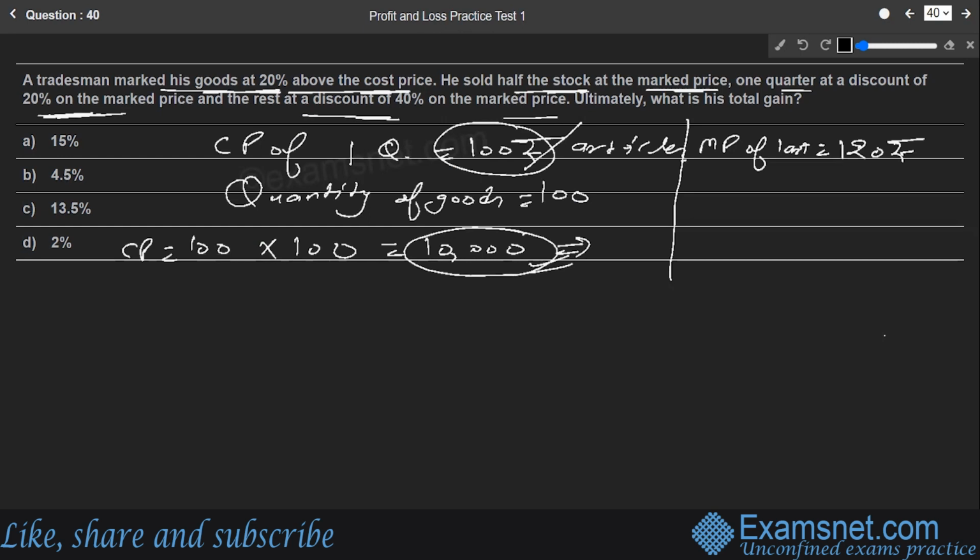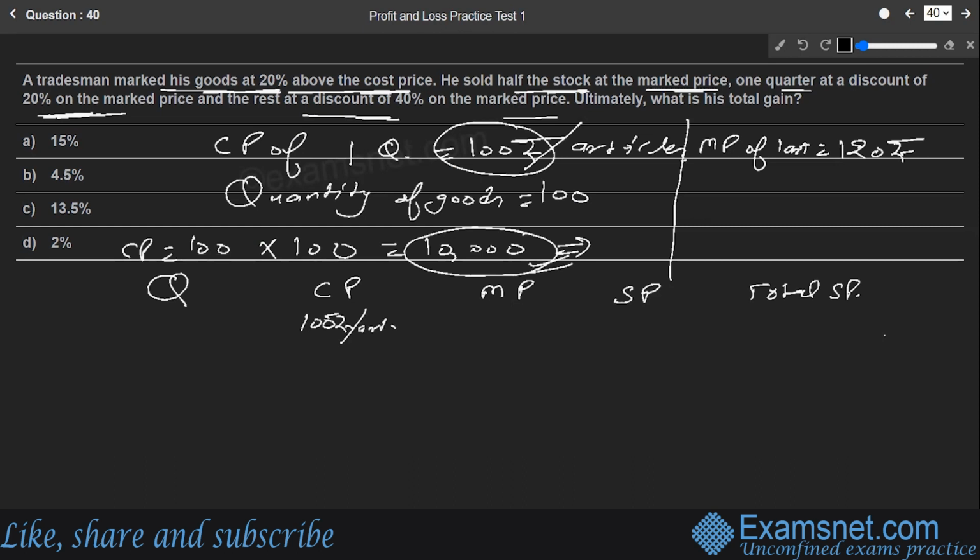Okay, so let us begin with the deal now. Let us make a table out of it. There is a quantity, there is a cost price, there is a mark price, there is a selling price, and there is a total selling price. We can write it like this. Cost price of one article we have assumed at 100 rupees per article.